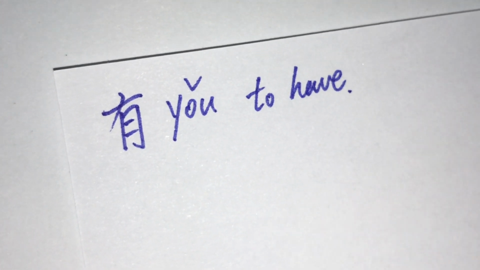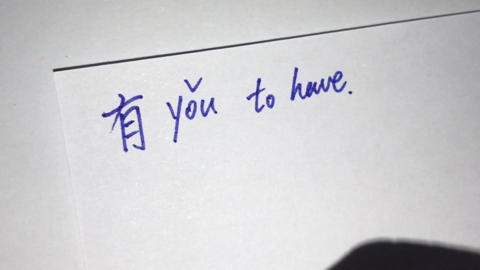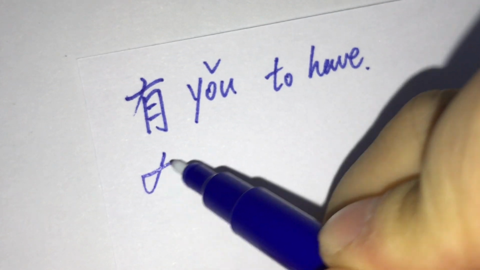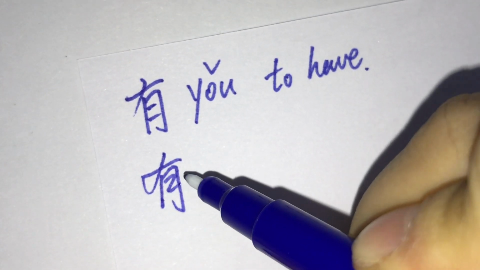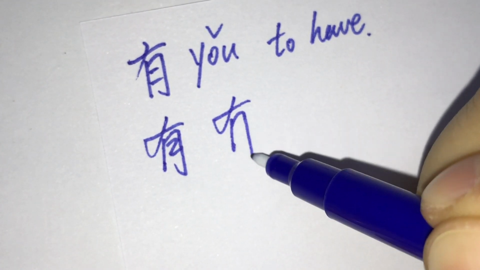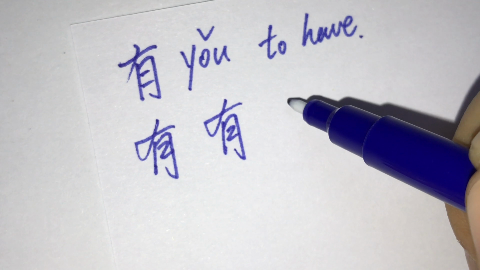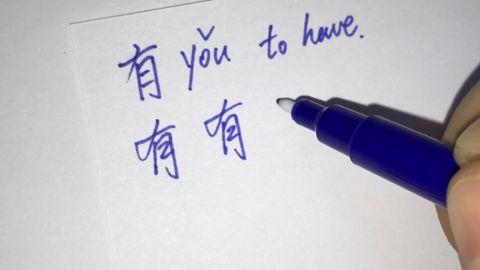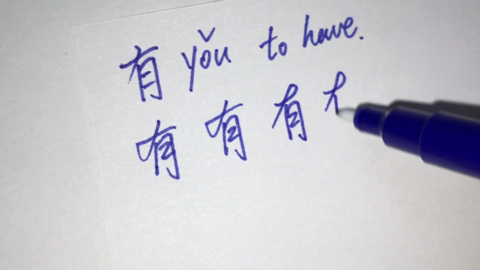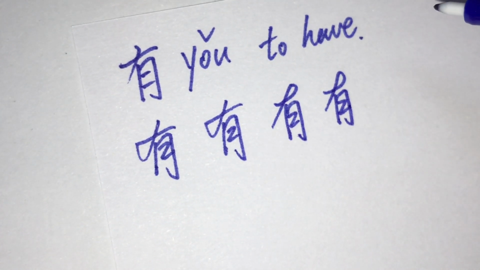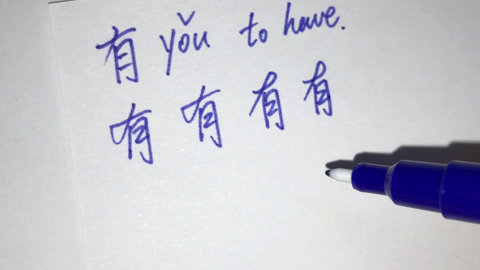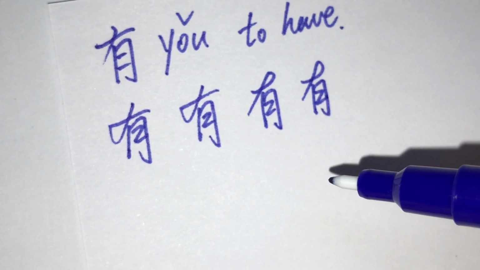In running script, write it like this. Basically, there are two ways. 有 Or you can write like this. To have. As always, check the following words and expressions.